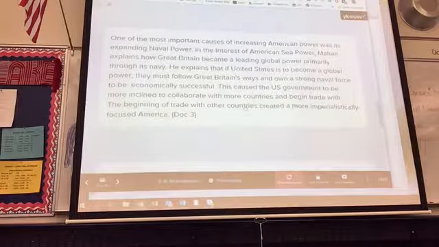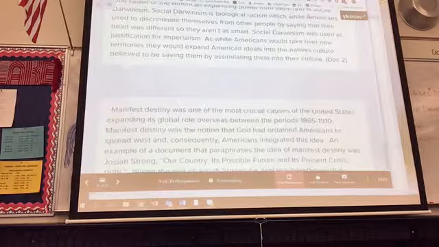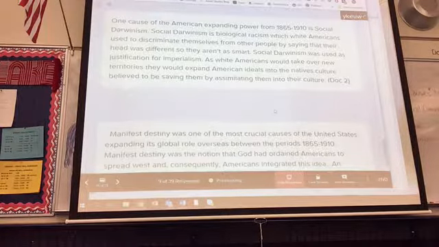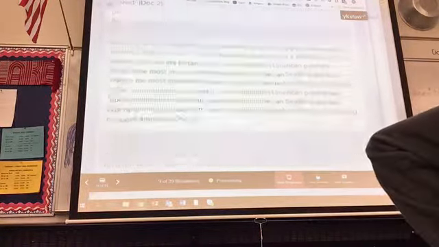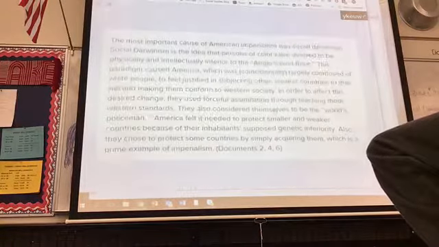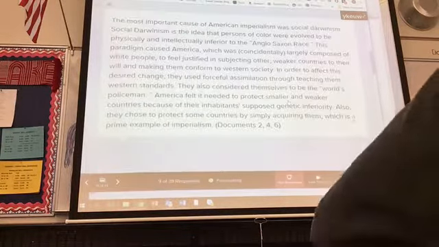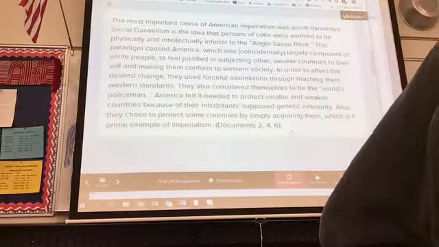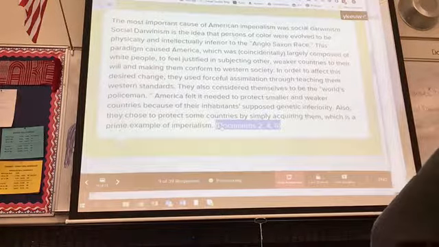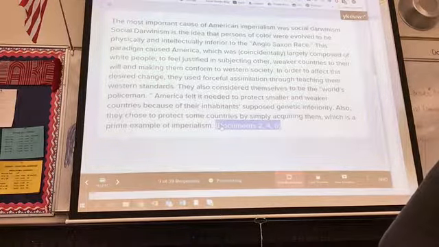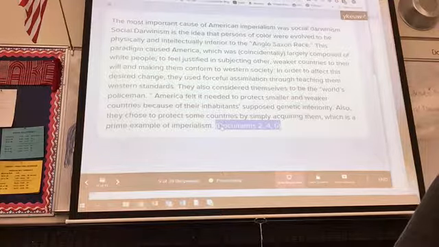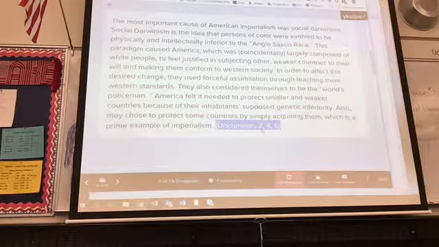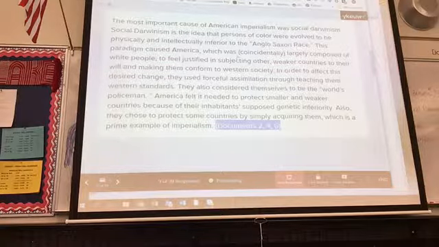Now, on some people's, one thing I want to point out. This group right here did social Darwinism. Notice how they have 3 documents associated with that social Darwinism. That should be your max. You shouldn't do more than 3. But if you see how they did docs 2, 4, and 6, that's how you reference all the documents.